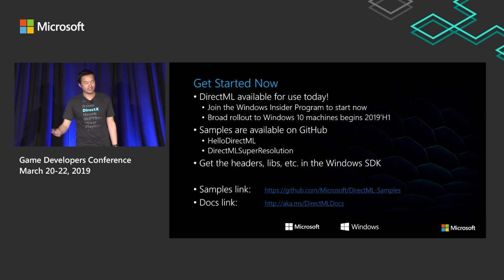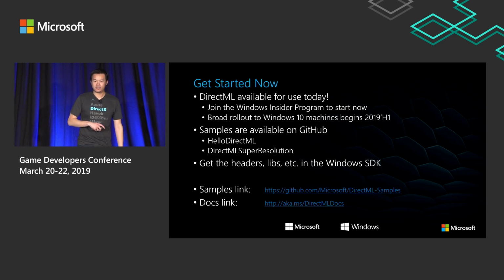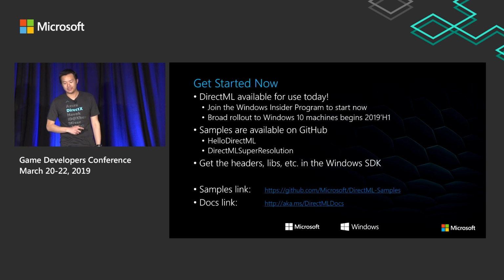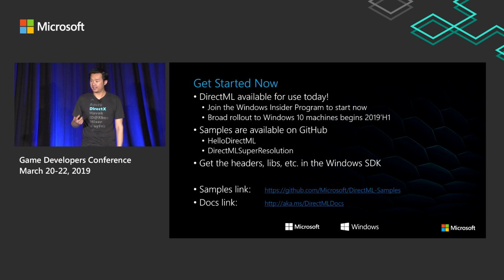So in summary, DirectML is available today for you to use and to start building your games on top of. It'll roll out broadly to Windows 10 machines in the first half of 2019 as an update via Windows Update. But if you want to skip the wait, you can install the Windows Insider program build right now, install the latest Preview SDK, and from there you'll be able to use DirectML. Our samples are available on GitHub, including, well, it will include the super resolution demo that we showed today. I think the pull request to actually add that to the public repo is still pending, but it will be there soon enough.